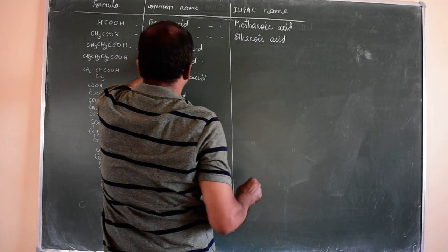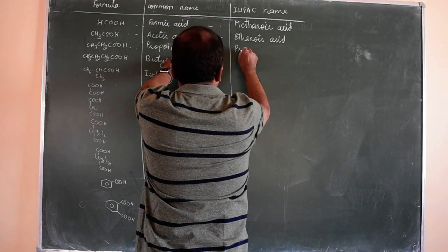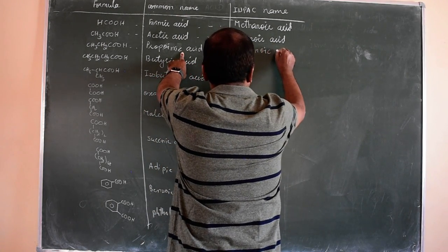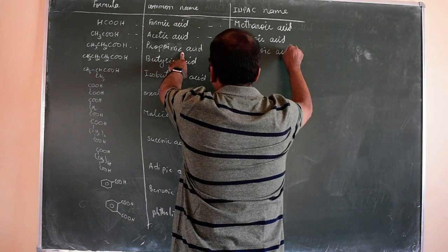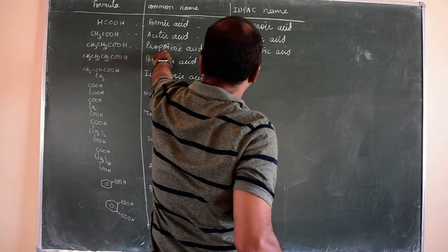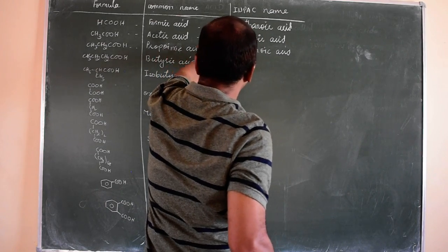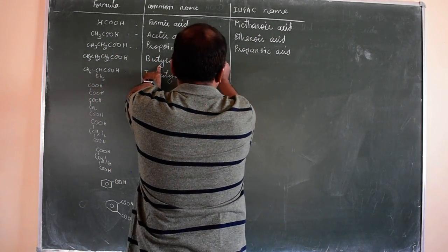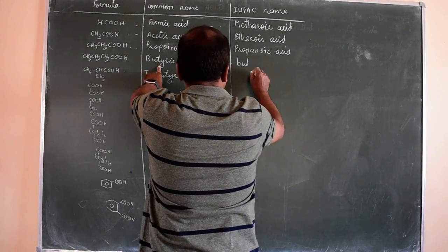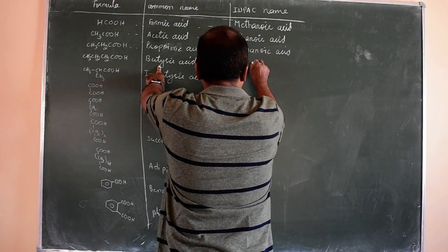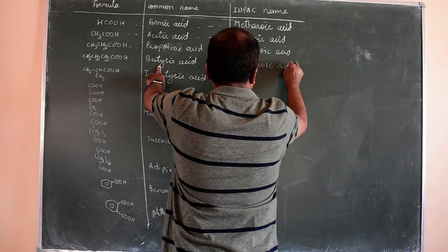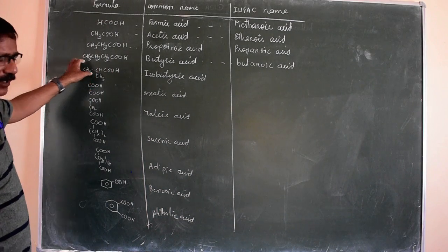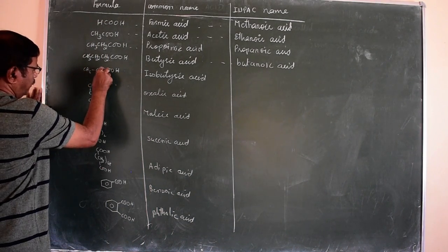Number of carbon atoms is 3, so it is propanoic acid. Here this one is propionic acid, this one is propanoic acid. Number of carbon atoms is 4, so it is butanoic acid.